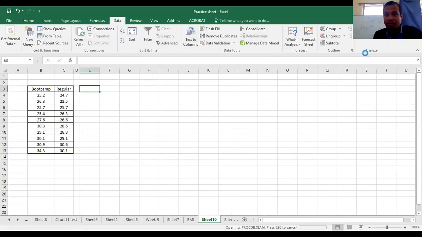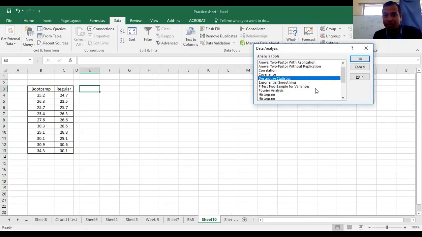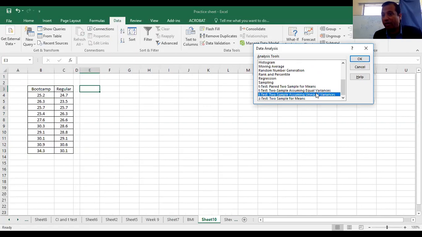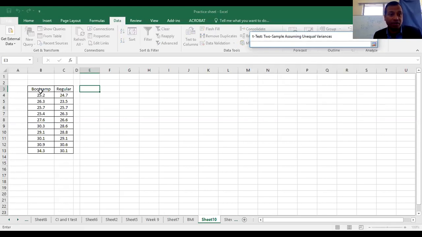Yes. This is the case of what I said, unequal variance. It was given in the question that the populations are normally distributed with unequal variance. So use the t-test two sample assuming unequal variance. Okay. Data range first, boot camp. Data range second. Are you able to see the Excel sheet?